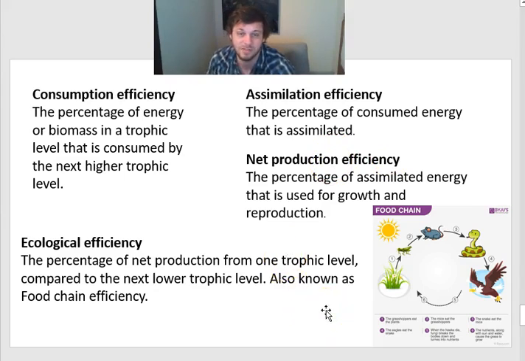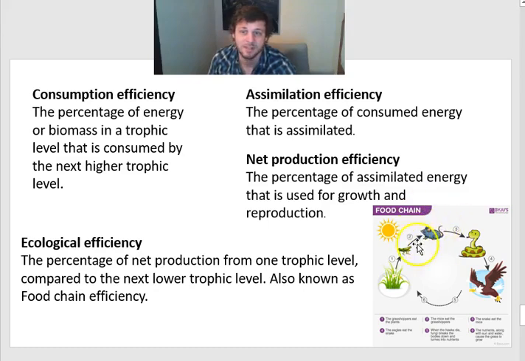This is what you think of as food chain efficiency. So we have our grass here. Your little herbivore eats that grass. How much of that ingested energy goes to production that then can go to this mouse?